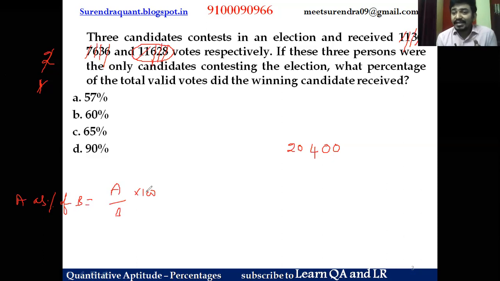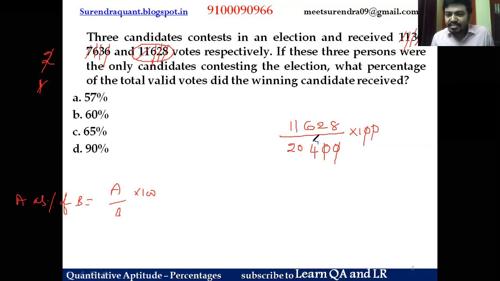Now he wants to express the winner votes out of the total valid votes. So the total votes are 20,400. Out of this, the winner got 11,628. Friends, to convert into percentage, you need to multiply with 100, right? So 2 zeros get cancelled. Now 11,628 by 204. Now somebody might worry about calculations. Let us have a small trick here.